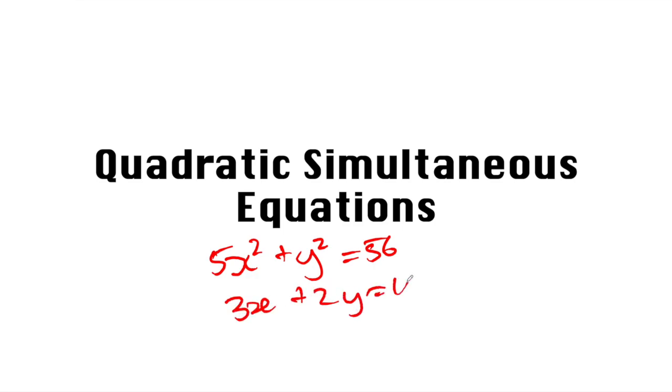So a quadratic simultaneous equation looks something like this. You have an x squared, so you might have 5x squared plus y squared equals 56, and then you'll also have a linear equation, which is like 3x plus 2y equals 10. And then you have to work out solutions that work in this situation.